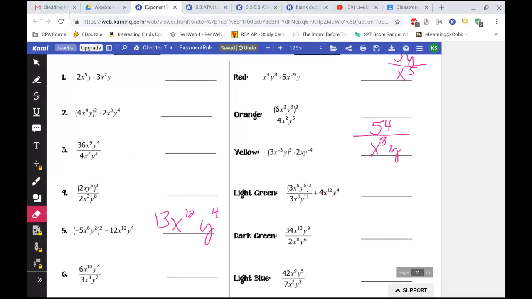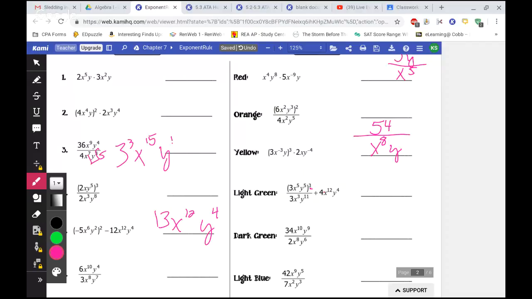Okay, light green. All right, that 3 is going to get distributed to everything inside the parentheses. So now I'm going to write it over here, guys. Light green is going to be over here. I'm going to put LG. So that 3 is going to be 3 to the 3rd. And then 3 times 5 is 15 because I'm distributing that 3. 3 times 5 again is 15. All over 3 x to the 3rd, y to the 11th.